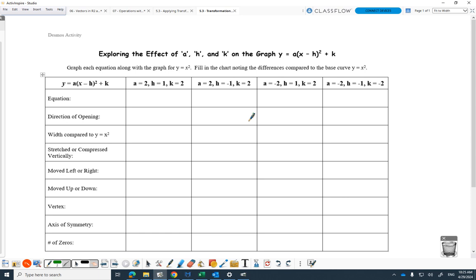Now, if this a, h, and k stuff is all very confusing, well, that's why I'm with you for the first part of the investigation. Let's do the first row together and write down all the equations that I want you to graph. It says, what if a is 2, h is 1, and k is 2?